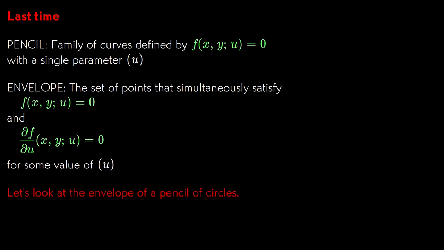Last time, there's a link to the video somewhere nearby. We started looking at mathematical pencils and envelopes. We defined a pencil as a family of curves using an implicit formula by varying a single parameter u, and the envelope of a pencil as the set of points for which, for some value of u, both the function and its partial derivative with respect to u are zero. We looked at the envelope of a pencil of lines. Now let's stretch a little bit farther and look at the envelope of a pencil of circles.